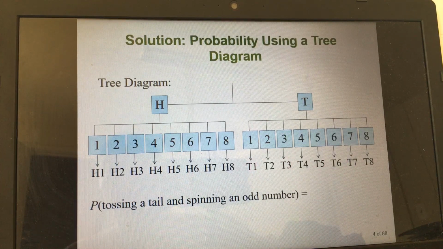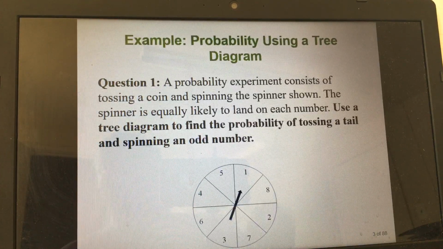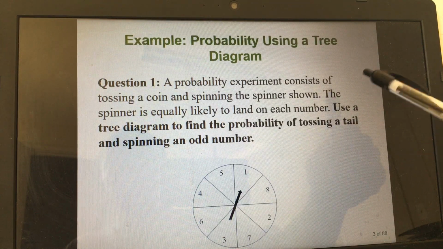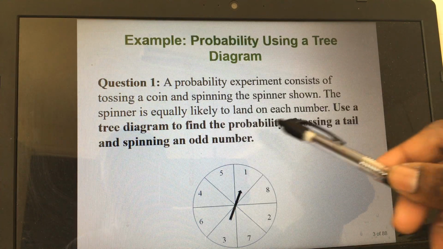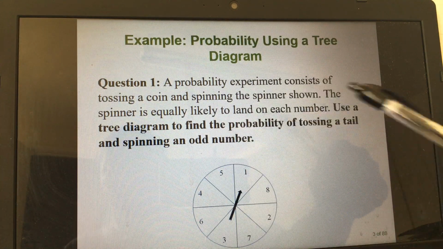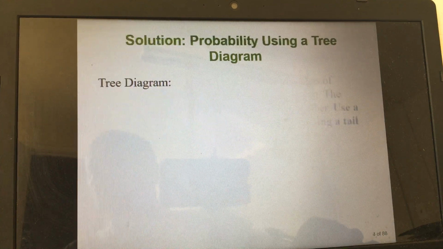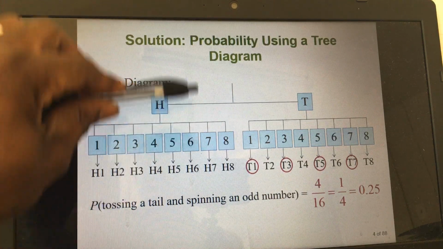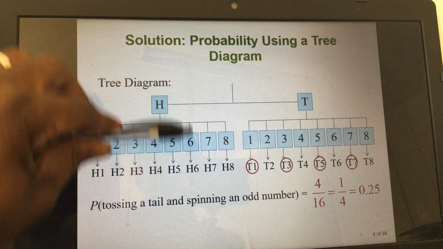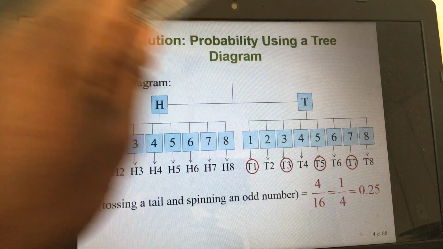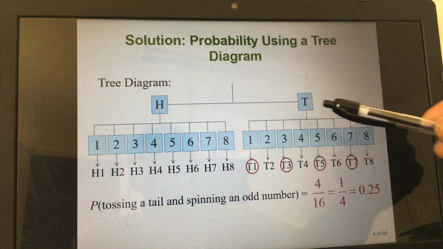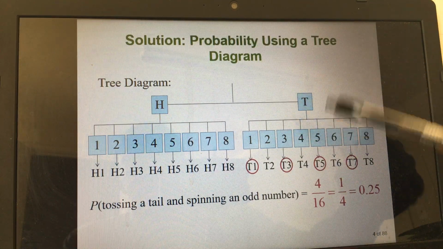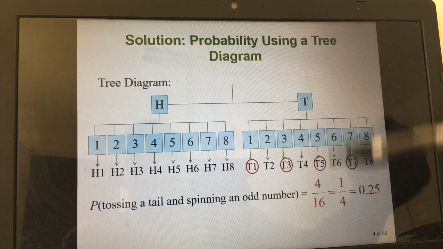Now we are looking for the probability of tossing a tail and spinning an odd number. That means we are not interested in the head section because it wasn't asking us about head. It is asking us about tail. So we concentrate on this tail section. We are looking for the probability of getting a tail and an odd number.